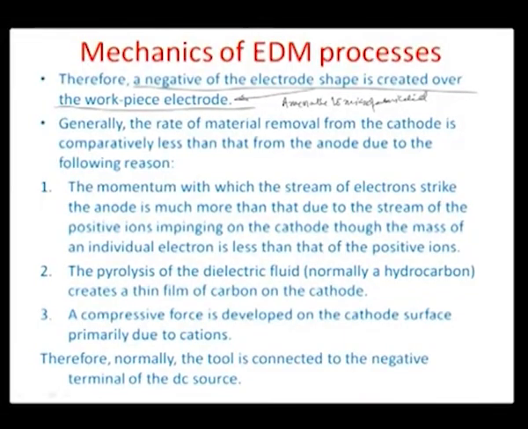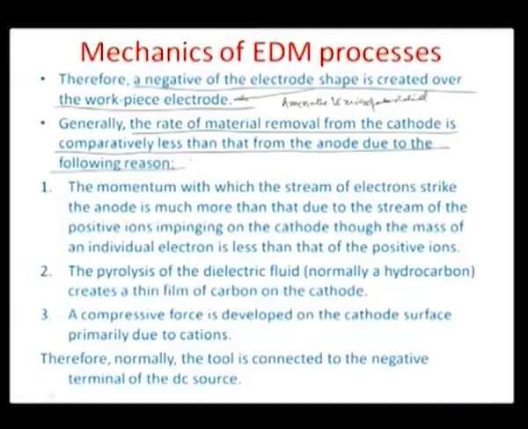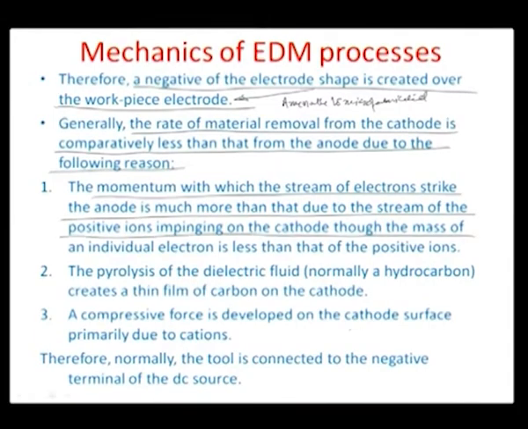So, generally the rate of material removal from the cathode is comparatively lesser than that from the anode, and it is obvious why this happens. One of the main reasons why the material removal rate is always higher at the anode in this case is that the momentum with which the stream of electrons strike the anode is much more than that due to the stream of positive ions impinging on the cathode, though the mass of an individual electron is less than that of the positive ion.